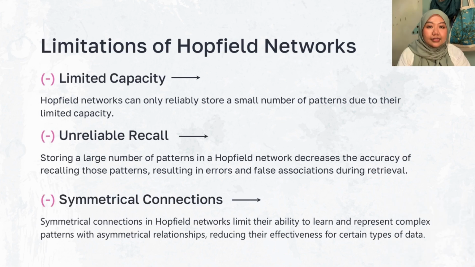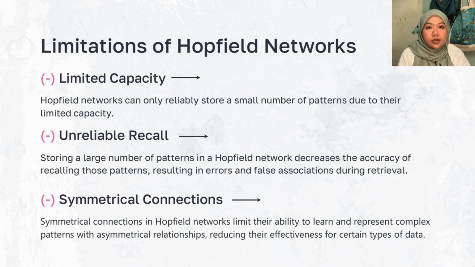Next, we will highlight the limitations of the Hopfield network. The first limitation is that Hopfield networks have a limited capacity for storing patterns, typically being able to store only a small number of patterns reliably. Secondly, when a Hopfield network stores a large number of patterns, the accuracy of recalling those patterns decreases. This can cause errors and false associations when trying to retrieve the stored information.